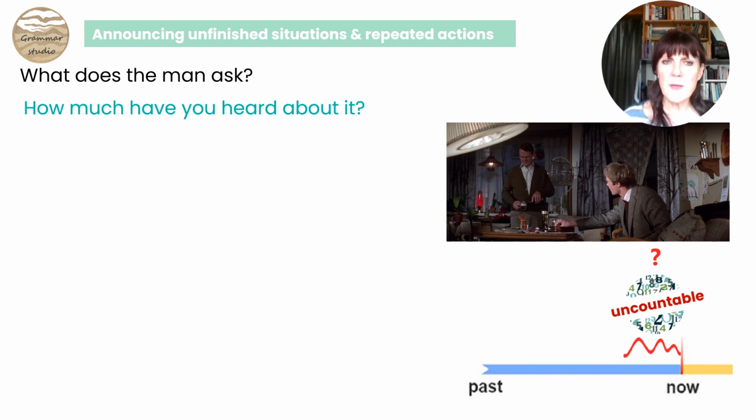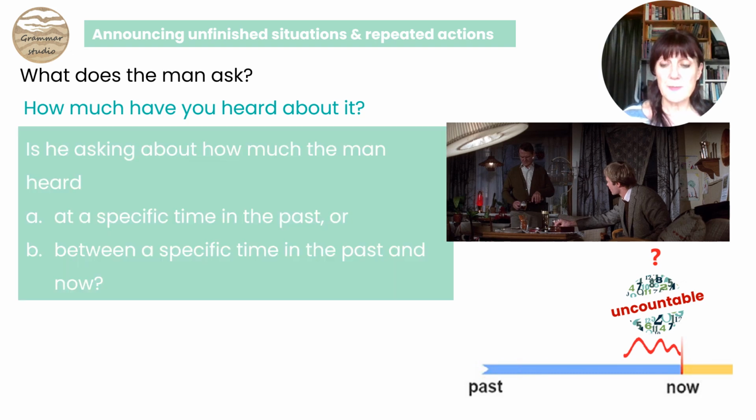Now, why is it much? Why is it not many? Well, it's because it's uncountable. So we can't count whatever he's talking about. So is he talking about how much the man heard at a specific time in the past or between a specific time in the past and now? It's B again.